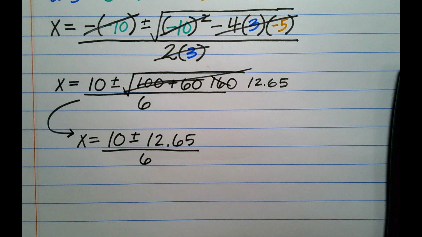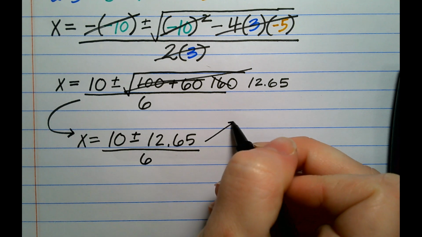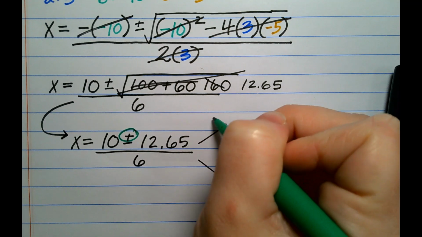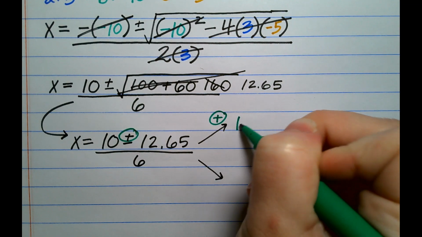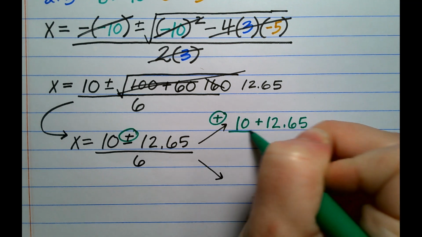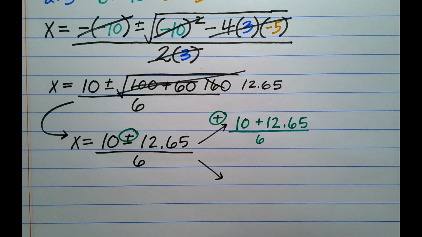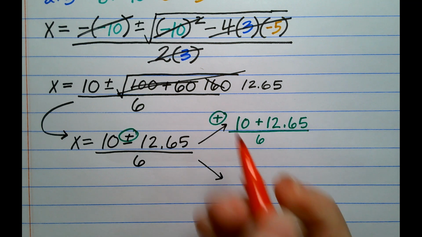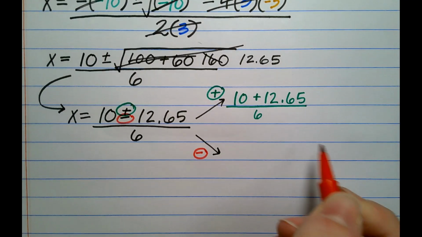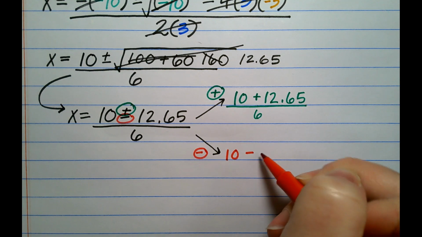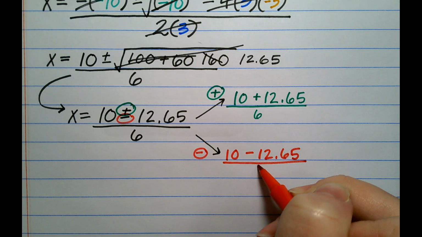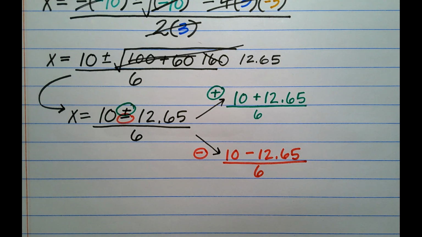Then you do 10 plus 12.65. Good. Now we're going to separate it. Now we have 10 plus 12.65 over 6, and the minus: 10 minus 12.65 divided by 6.